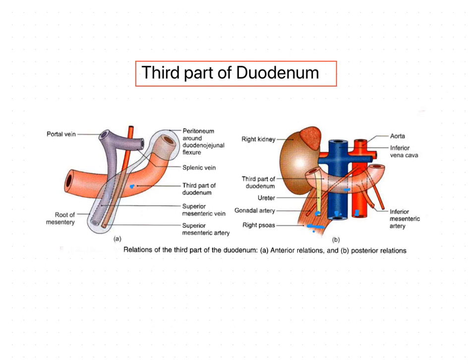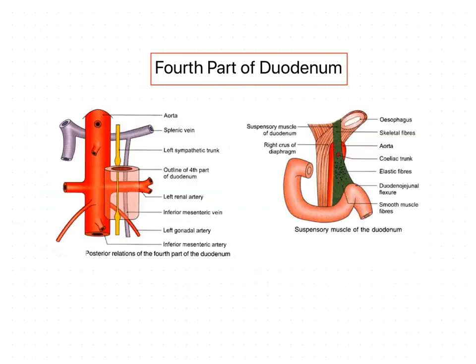Above, again it is related with the pancreas, and below again with the coils of jejunum. So these are the relations of the third part of the duodenum. Now we will move on to the fourth part of the duodenum. What are the relations of the fourth part?